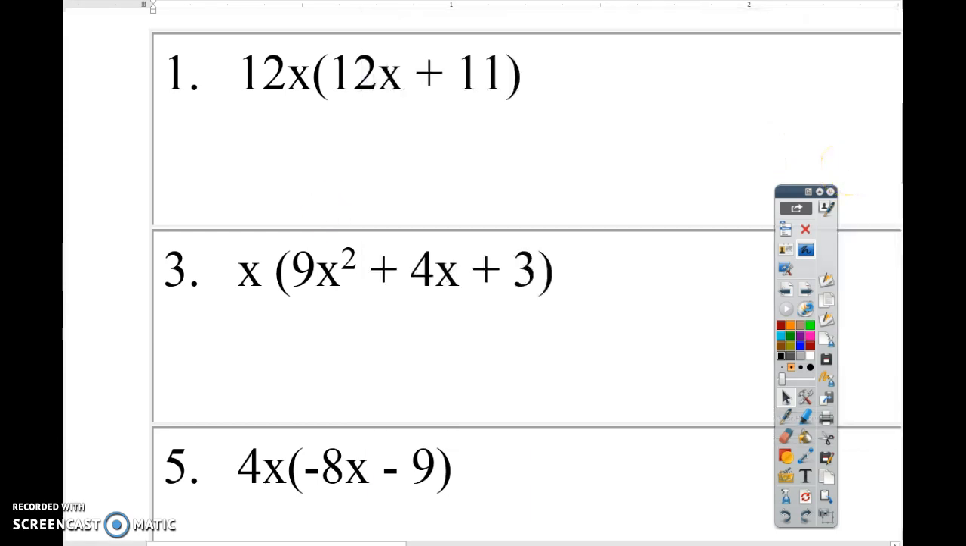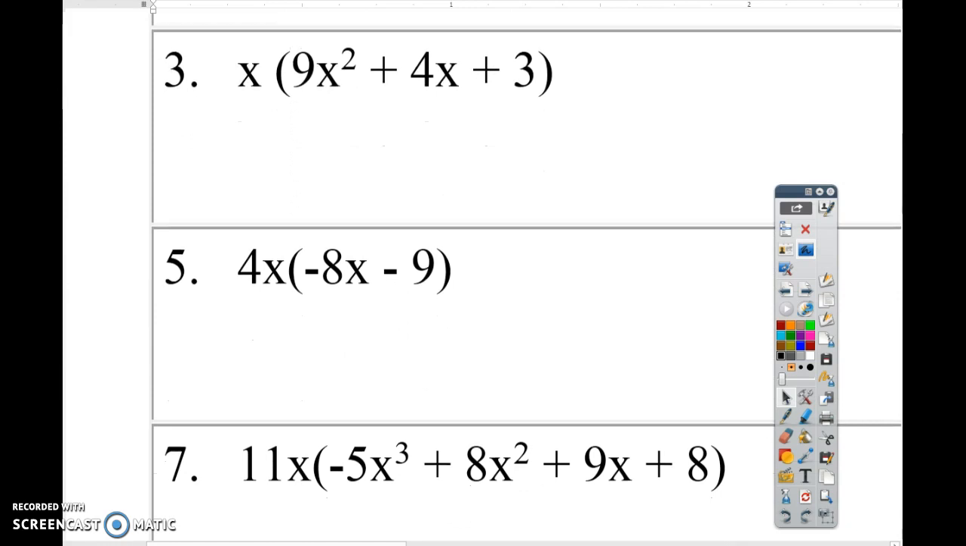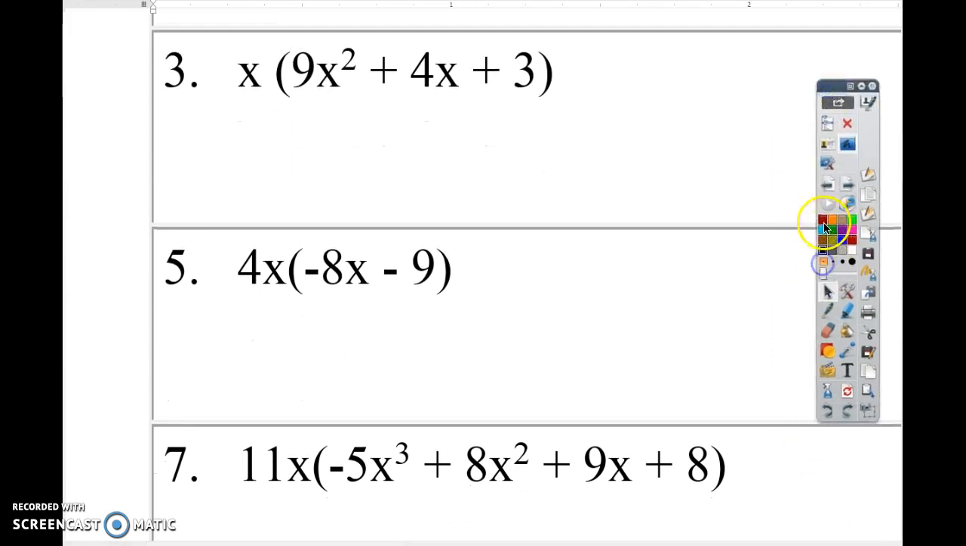Problem number 3. So this is an exponent of 1, and then the coefficient here is 1. So when we distribute, it's 1x times 9x squared. I'm going to change the color. 1x times 9x squared. 1 times 9 is 9. Count your x's. 1 and 2 more, that's x to the 3rd power.